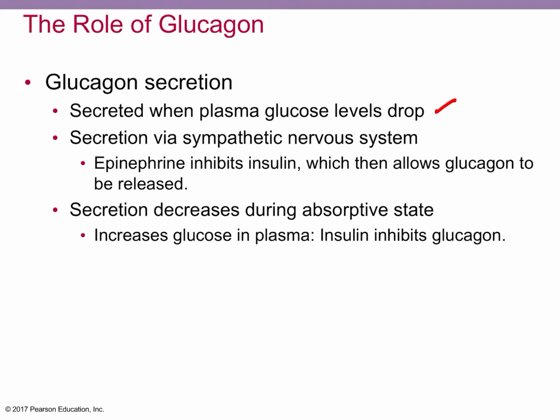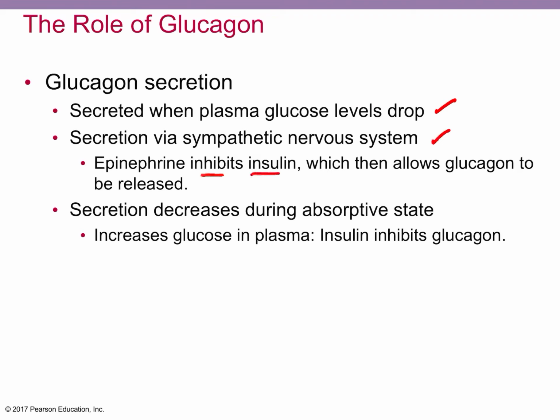Another factor in glucagon secretion is the sympathetic nervous system. So fight or flight response, this is also going to mobilize your energy stores, because glucagon is sort of a hormone to liberate energy stores in the bloodstream. Epinephrine is going to mimic this. Epinephrine also inhibits insulin and then allows glucagon to be released.